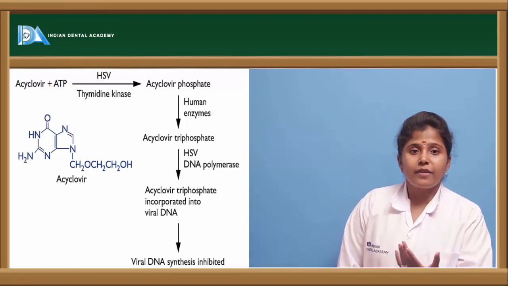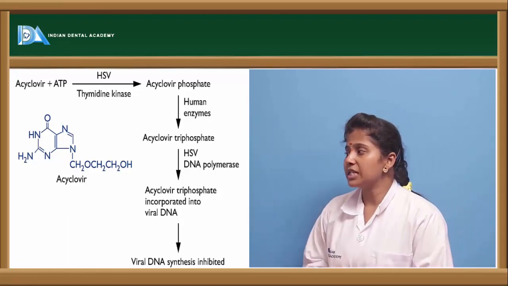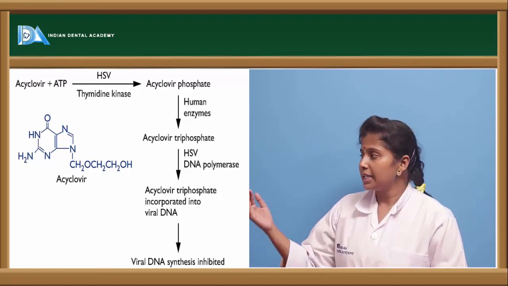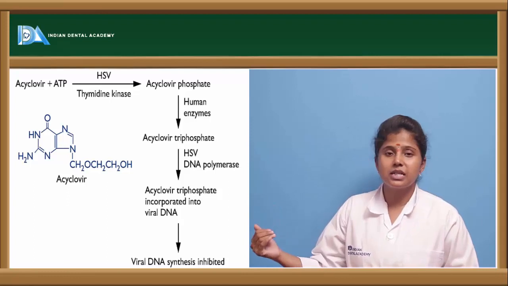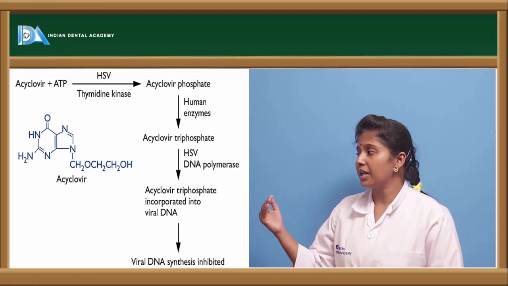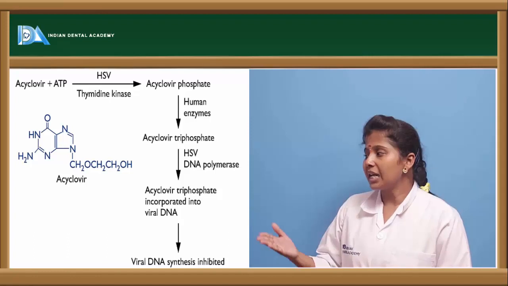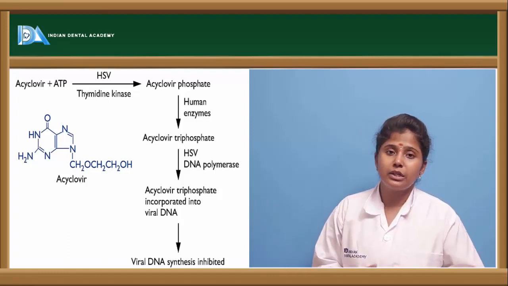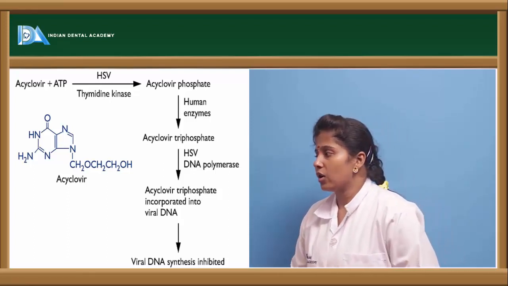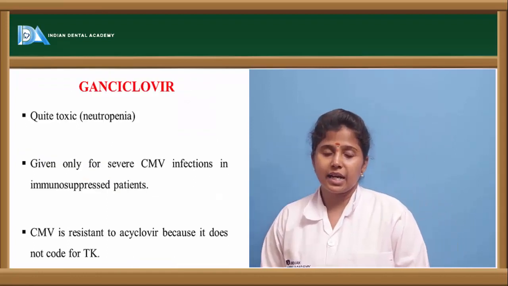If we see the mechanism of action, acyclovir utilizes ATP with the help of an enzyme called thymidine kinase. It is converted to acyclovir phosphate, and this acyclovir phosphate, with the help of human enzymes, is converted to acyclovir triphosphate, which inhibits the DNA polymerase enzyme of the herpes simplex virus. The acyclovir triphosphate gets incorporated into the viral DNA, and thereby it inhibits DNA synthesis.